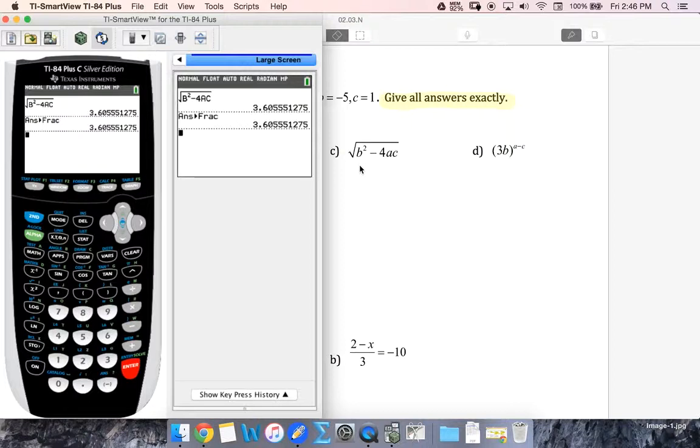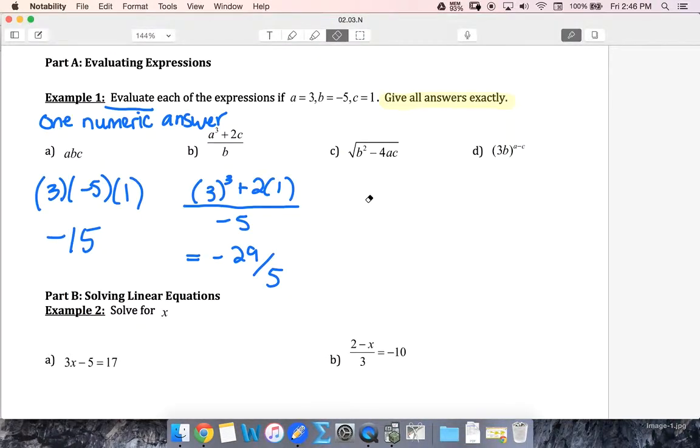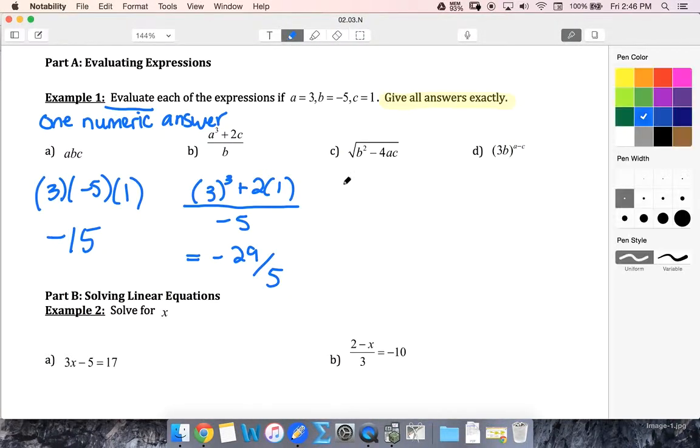Well, the exact answer is going to be the square root of whatever that result is. So I'm going to find that result by itself. B squared minus 4AC. Okay, that's 13. So the exact value here must be the square root of 13. And we can do that with our calculator, definitely. You always have your calculator.